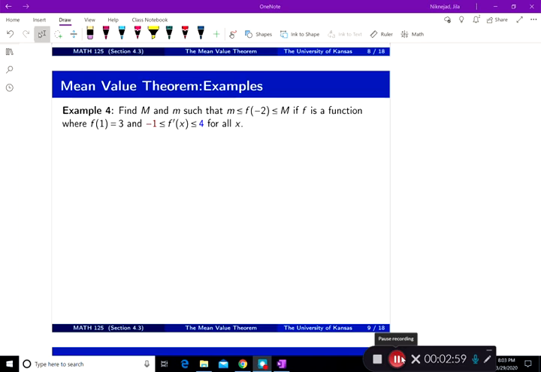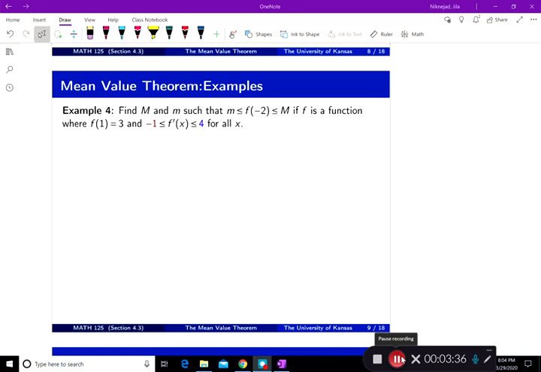Okay, mean value theorem examples. Example 4. Find m and M, lowercase m and uppercase M, such that f of -2 is between those two values, if f is a function where f of 1 is equal to 3 and f prime of x is between -1 and 4 for all x. Oh, this one seems to give me some limits about f prime and is asking me to find some bounds, I'm sorry, not limits, but bounds for f.